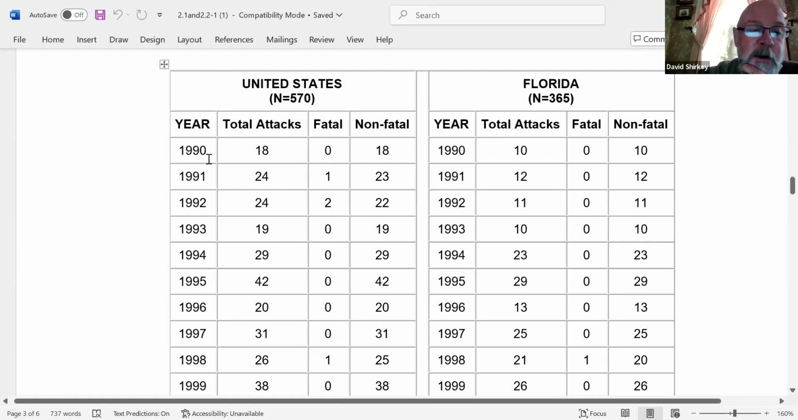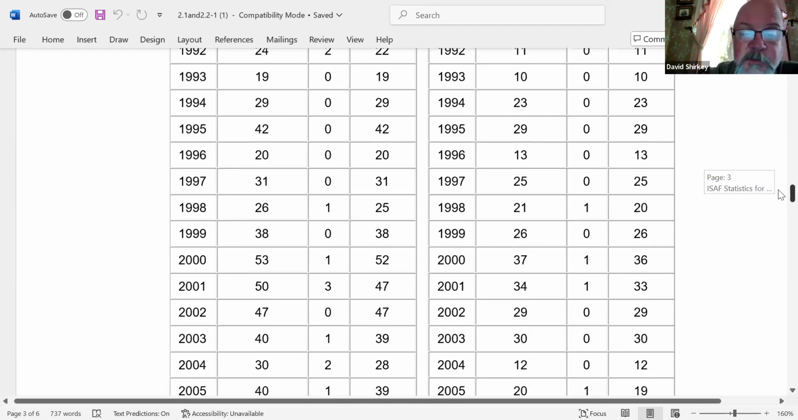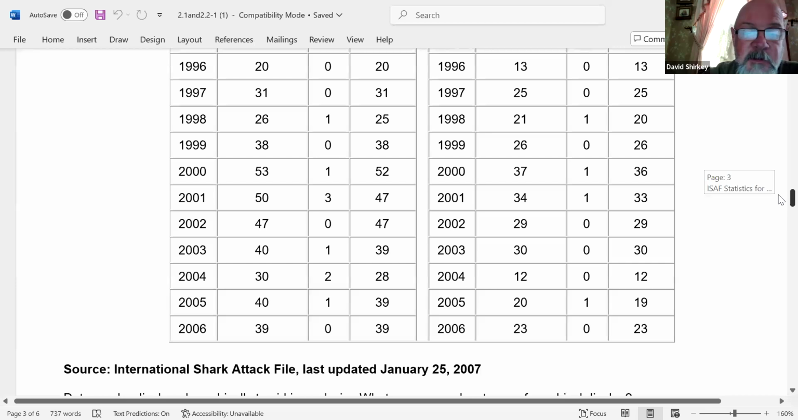So, for example, you're reading this in the year 1990 in the first row here, the total attacks were 18. None of them were fatal. 18 were non-fatal. For the U.S. in 1991, 24 attacks. One of them was fatal. 23 were not fatal. And so, they do the same with the Florida when you can look at this on your own because you have the access to the notes. But the idea is they've looked at this all the way to 2006.